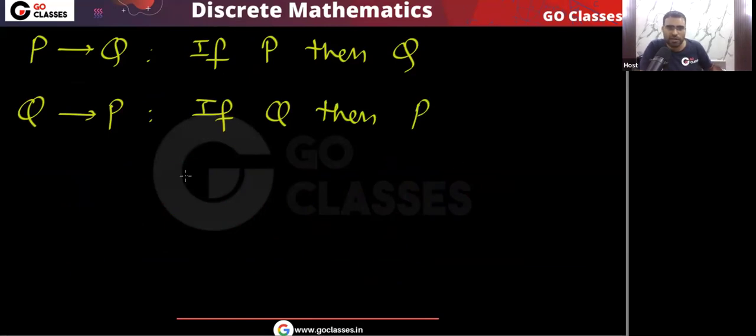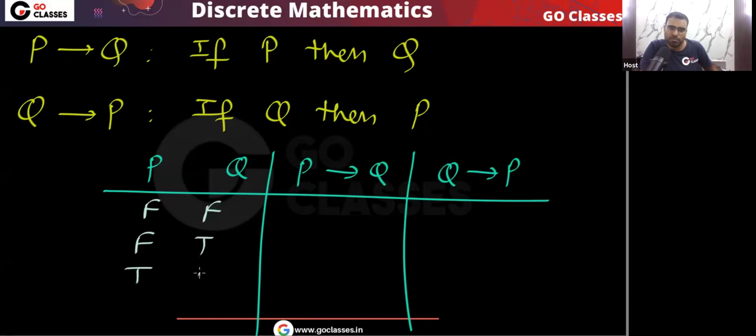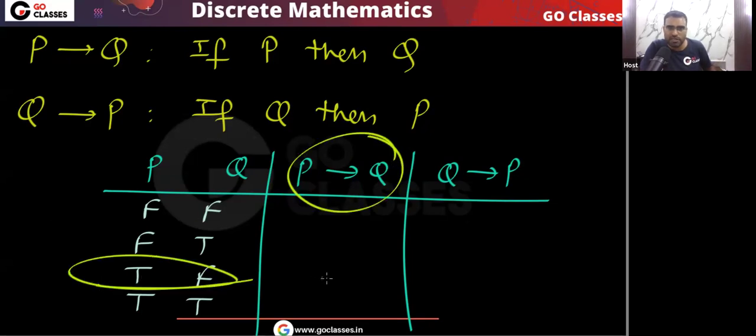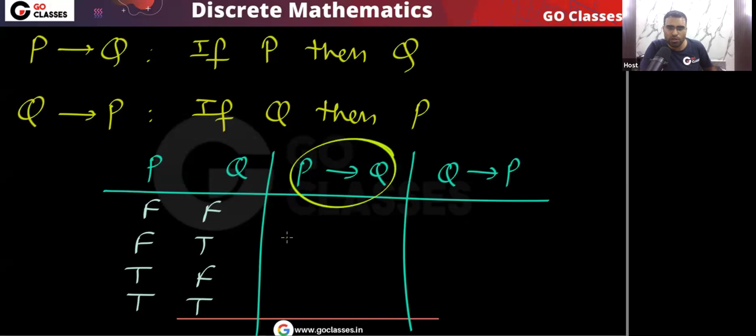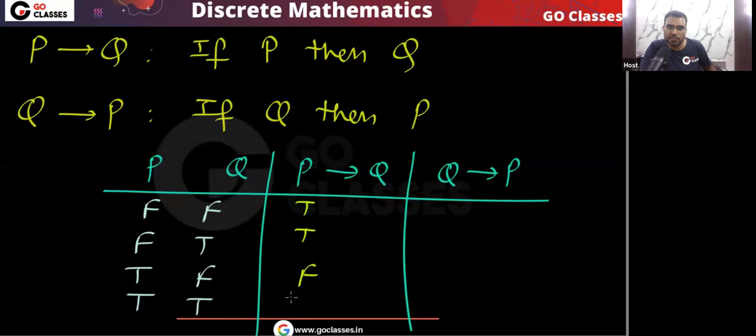You can create the truth table and check that P implies Q and Q implies P are actually different. Tell me, what will be the truth table of P implies Q and what will be the truth table of Q implies P? Remember, P implies Q will be false only in one case, where P is true and Q is false. In all other cases, it will be true.